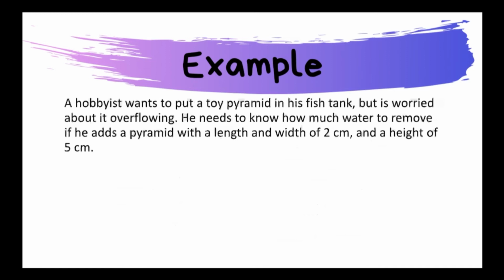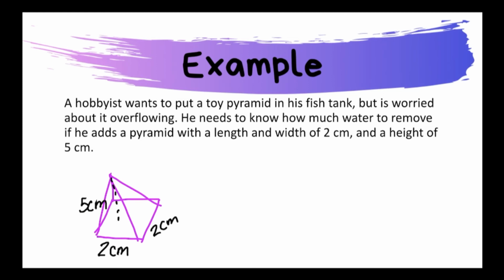As more of an application, we have this example. A hobbyist wants to put a toy pyramid in his fish tank, but is worried about it overflowing. He needs to know how much water to remove if he adds a pyramid with a length and width of 2 centimeters and a height of 5 centimeters. So again, let's draw out a pyramid and then label all of our dimensions. So we have a length of 2 centimeters, a width of 2 centimeters, and then a height of 5 centimeters.